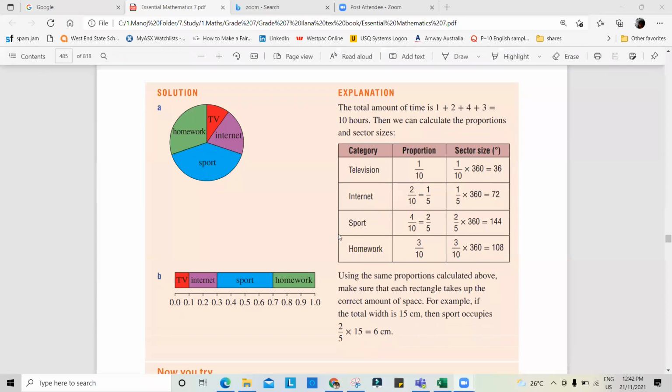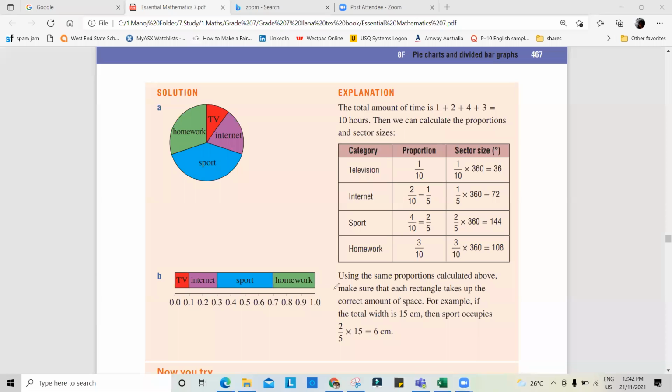Now I'm going to talk about the divided bar graph. Now how do you divide it? In the divided bar graph, you can get the decimals. How much is it? This is 0.1, this is 0.2, this is 0.4, this is 0.3. Then you convert all the fractions into decimals and you mark it in your book.